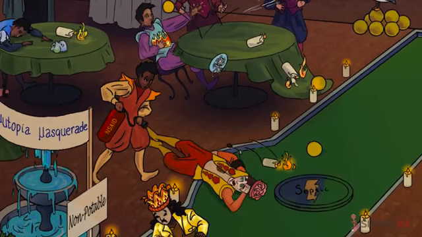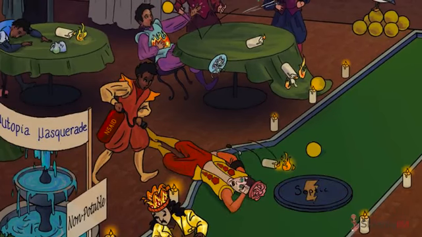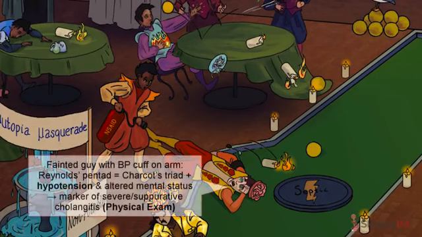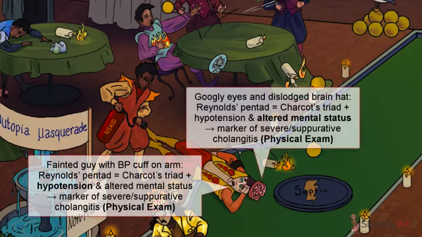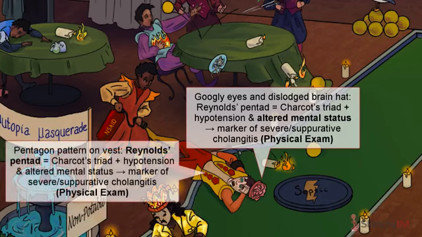Welp, turns out we're not quite done with the eponyms yet. If your patient with acute cholangitis has the findings of Charcot's triad, but in addition develops hypotension, represented by this passed out guy with a blood pressure cuff on his arm, and altered mental status, hence the creepy googly eyes and disheveled brain hat, you've got Raynaud's pentad.